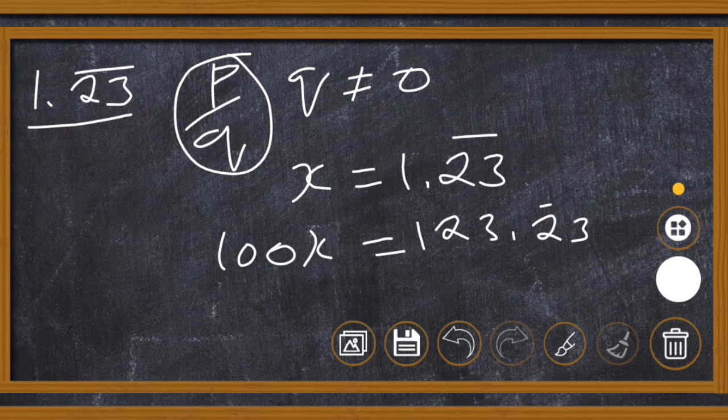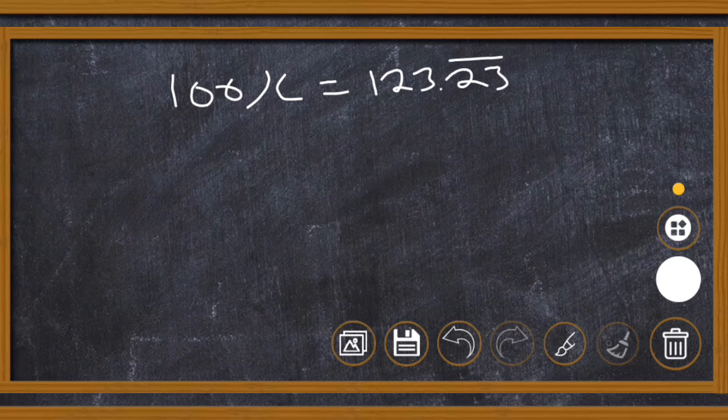123.23 repeated. Okay? So when you are multiplying, you simply have to let this come to the left side, as I've been doing. Then the next step from this is subtracting. So in this case, we have 100x equal to what? 123.23 with a bar, minus x equal to what? 1.23, okay, with a bar.